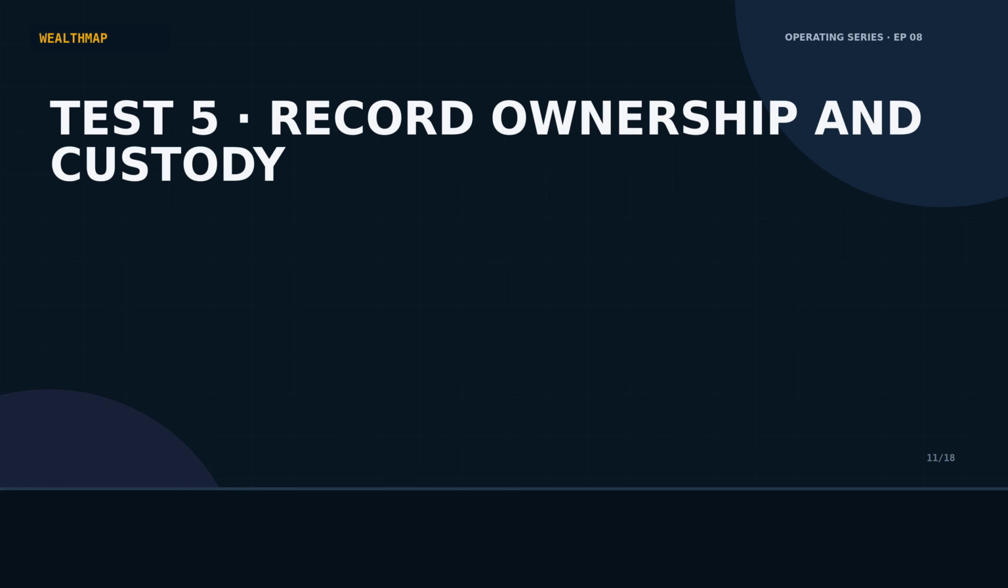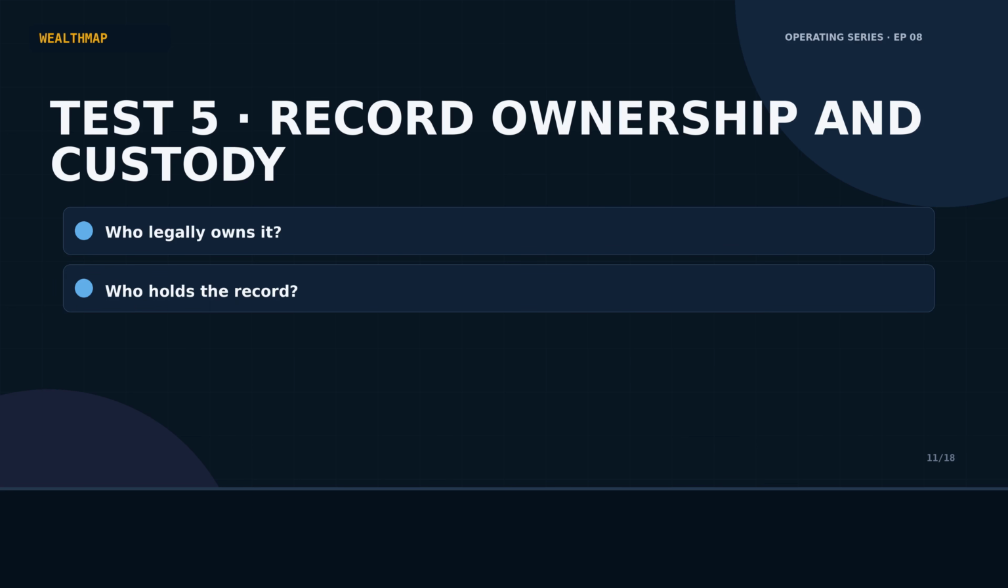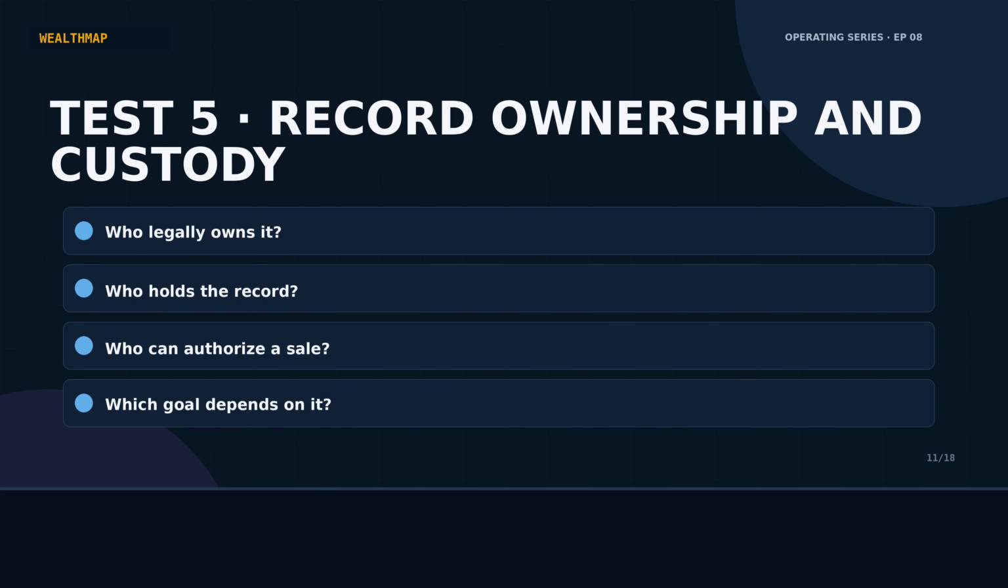Ownership is the fifth test. Record who legally owns the asset, which institution holds it, who can authorize a sale, and which life goal depends on it. Those facts matter during inheritance, relocation, divorce, incapacity, or a simple transfer.